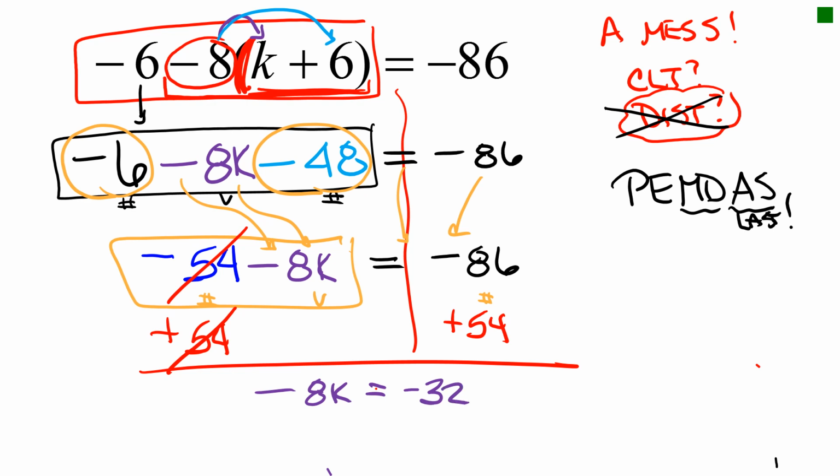Get down to multiplication, you're like, easy peasy. We just divide by the coefficient, negative 8, and we end up with k equals 4. Be careful of your signs. Oh, wait, what could you use to make that easier? Your calculator.